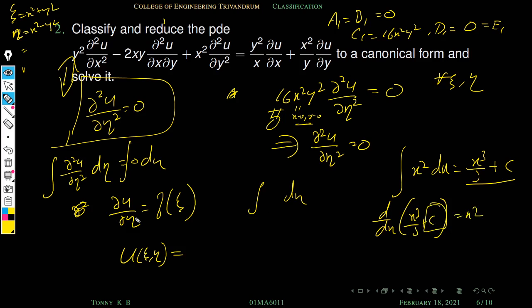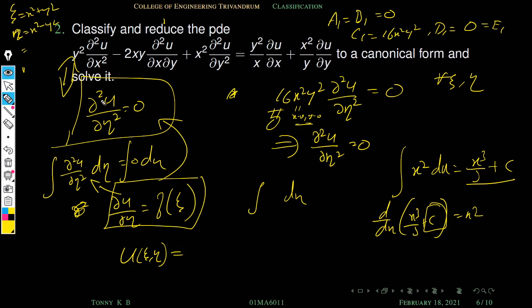Similarly, here we are going to differentiate this expression with respect to eta. When we differentiate with respect to eta, what about f of psi? Zero. If you differentiate this expression with respect to eta, we get an expression like this. You got it?